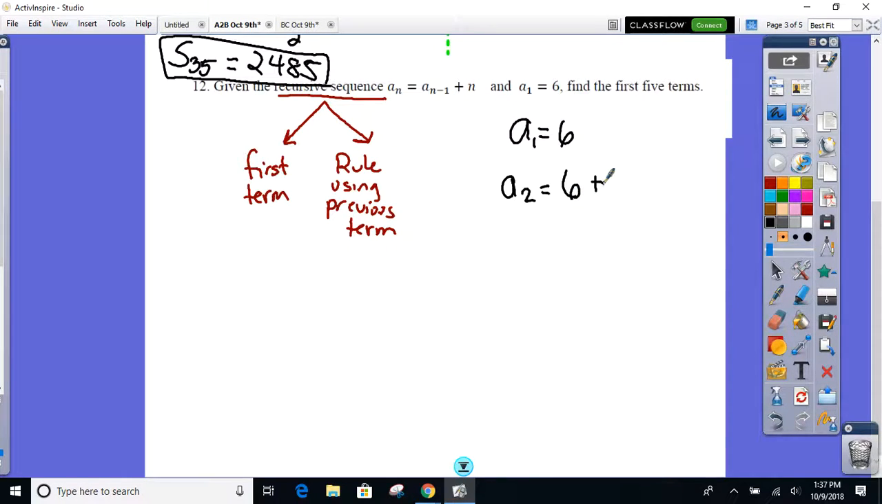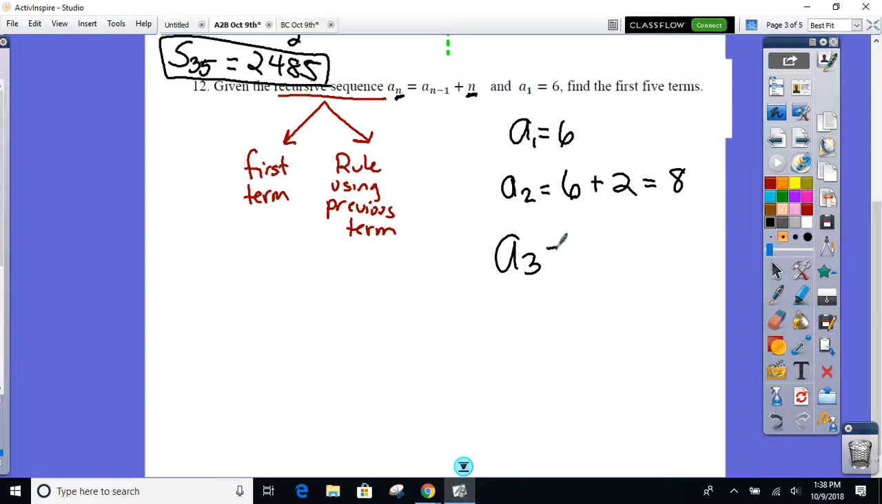plus, here's where we get confused with the n. Notice any other single n in the rule here? See it? All right. What did I just plug in for that subscript here? 2. So 6 plus 2. All right. These are the single n's that always have to be the same number. 2 and 2. 8.